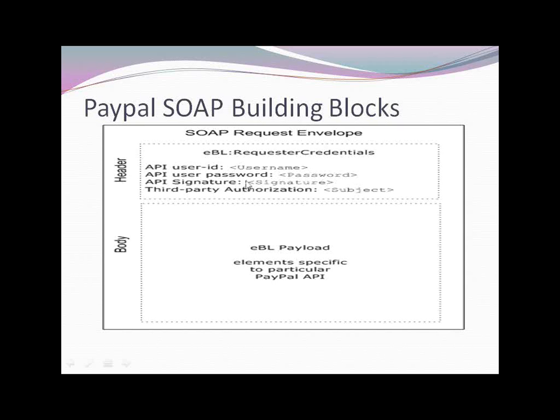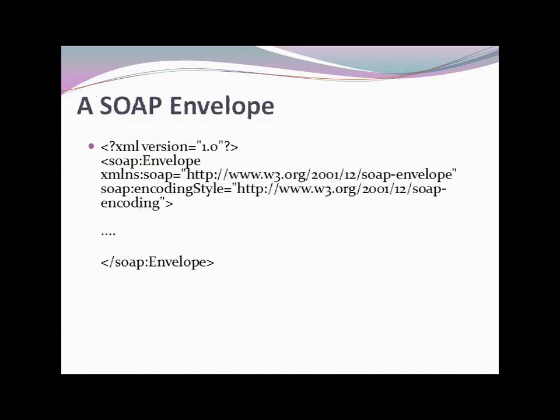I have taken one scenario where this is a SOAP request envelope at the top, and below that we have the header and body. In the header, I have taken a scenario where we communicate with PayPal. I give a username, password, signature and subject. Below that there are other data elements that I put in the body. So that's a real example of how SOAP element data looks. This is the first, the SOAP envelope element.